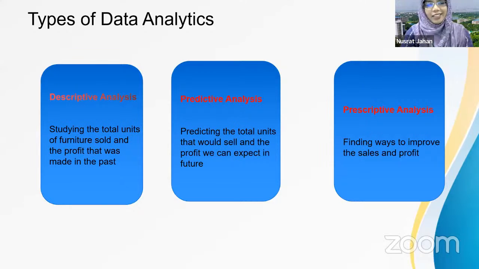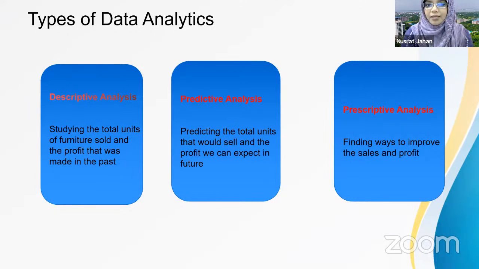Like we can see here, suppose you have a furniture shop. You have 2 years of data on which furniture you sold to which customer. Studying the total units of furniture sold and the profit that was made in the past is descriptive analysis. Based on this data, you identify which furniture sold the most, or in which month you earned the most. This is descriptive analysis.